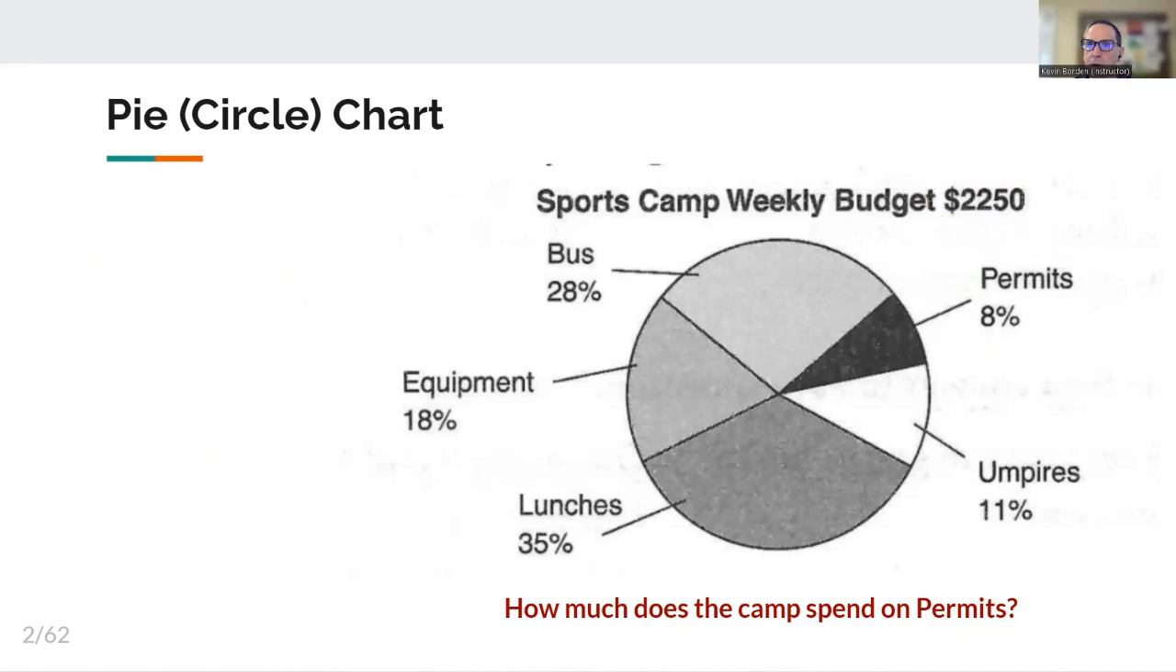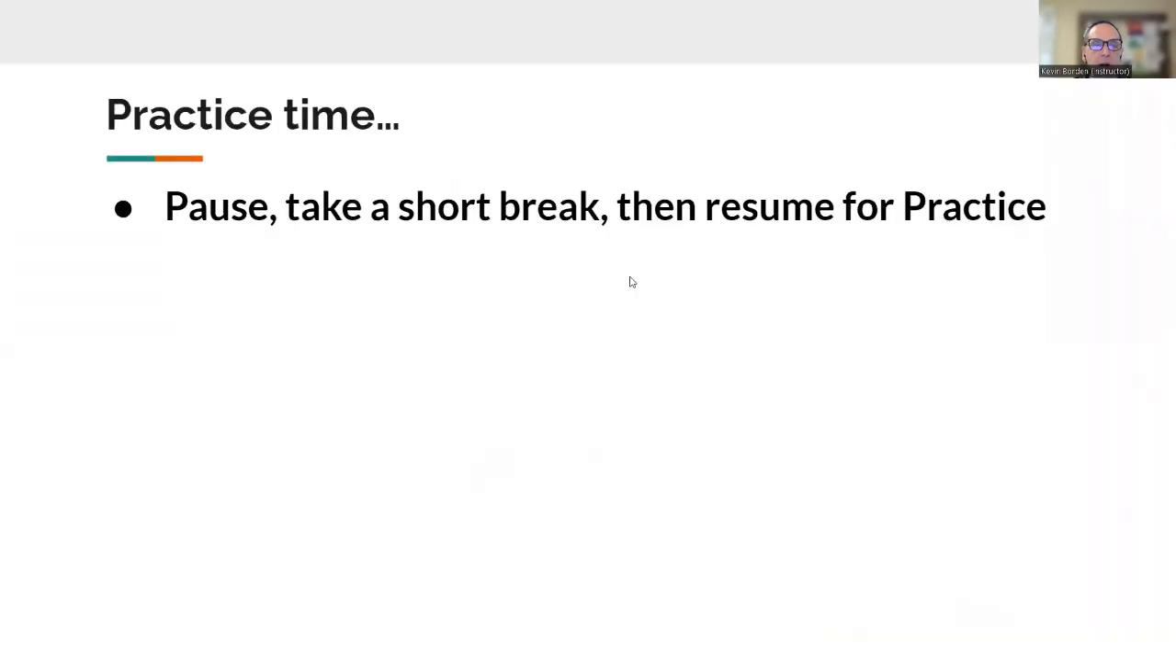These problems are not difficult, so you want to search them out and spend whatever time you need to get them correct. All right, at this point, take a short break and then resume, and we will get started with the practice.